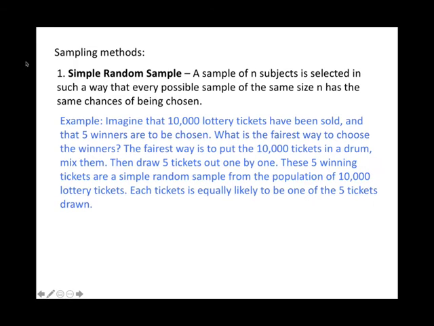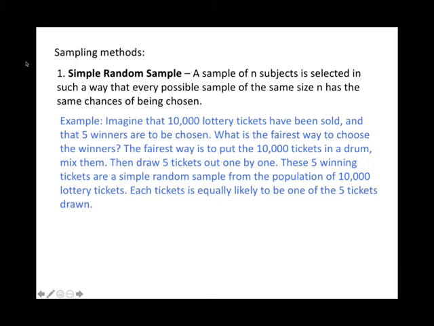For example, imagine there are 10,000 lottery tickets and I want to pick 5 winners from there. So what is the fairest way to do it? I will put the 10,000 tickets in a jar and mix them. And then I'm going to draw 5 tickets one by one. And we call this a simple random sample, because these 10,000 lottery tickets have the same chance of being chosen.